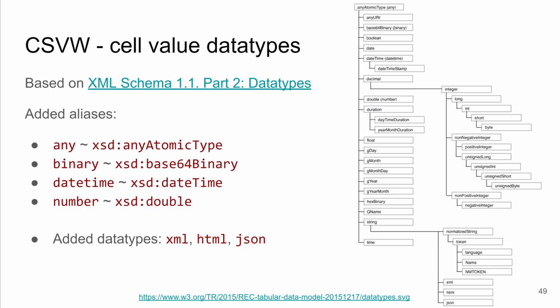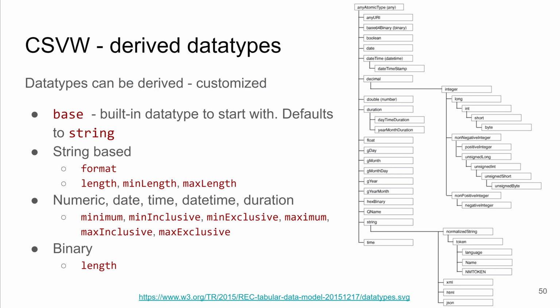Now, data types may be also derived. So when we talked about XML and XMLSchema, I showed you how you can derive your own simple types based on other types. So the mechanism here is exactly the same. There is a base simple type. When the base is not specified, it defaults to string, and then you may specify your own data type using the usual techniques known from XMLSchema.